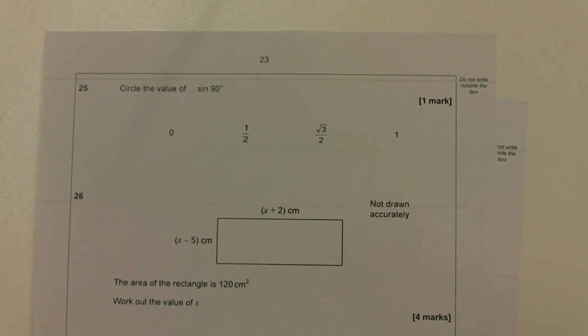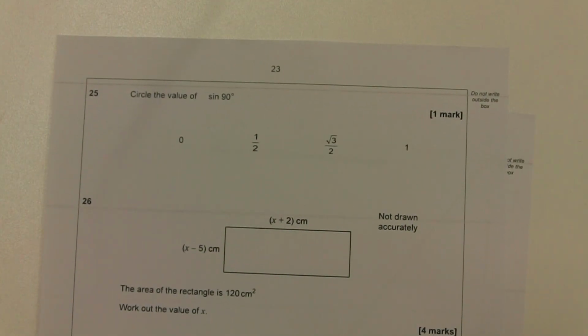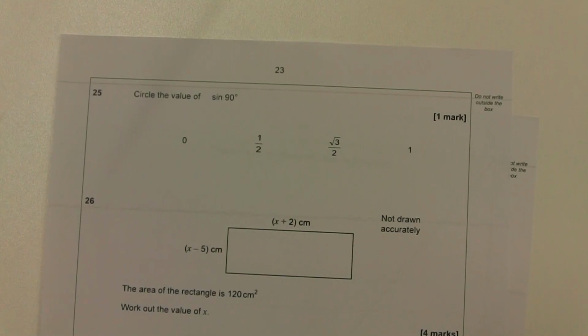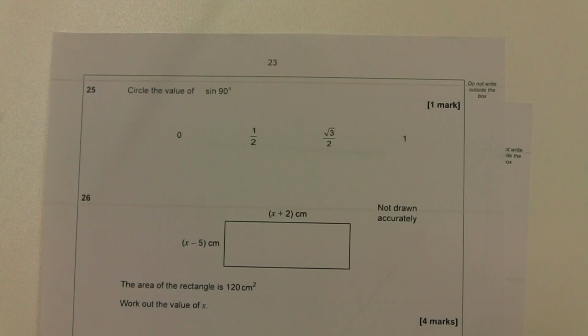Now, 25, circle the value of sin 90, so the sine of 90 degrees. This is one of those questions to do with exact trig values. There's no working out to do, it's worth 1 mark, and it's down to whether you know the table. If you don't, then search for exact trig values or exact trig ratios on any of the websites like Maths Genie, Corbett Maths, anything like that to find that table.